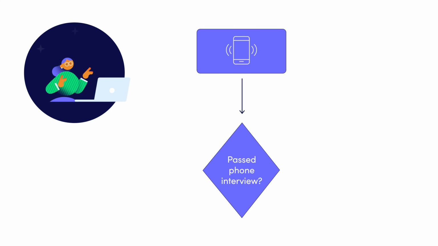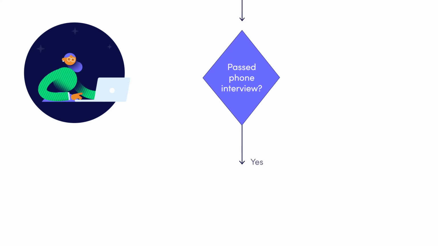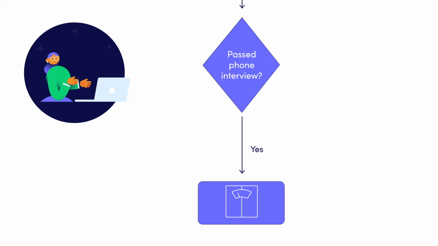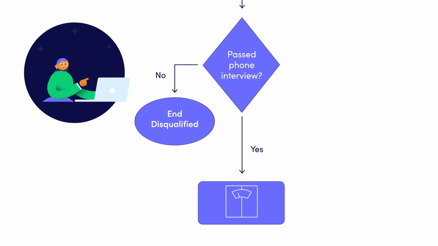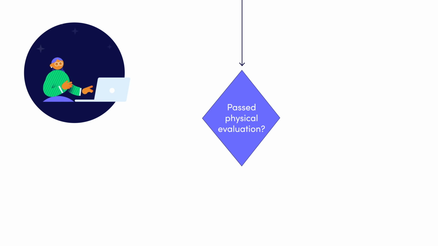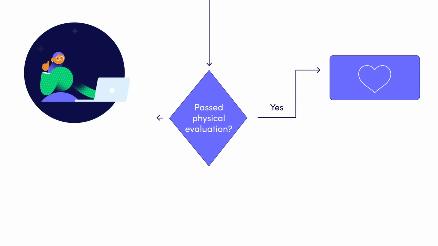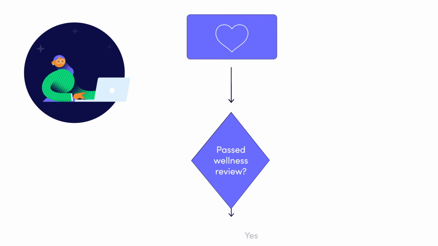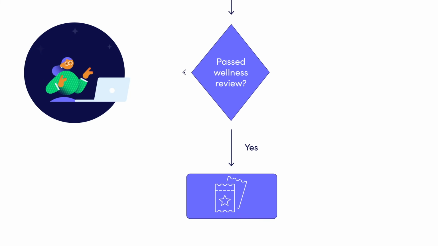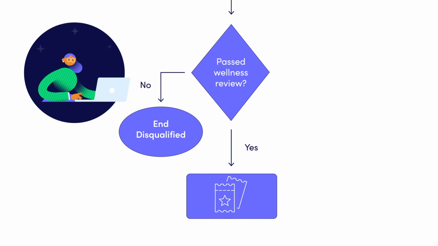If the applicant passes the phone interview, I'll send them to the doctor for a physical evaluation. If not, I'll disqualify the applicant. If the applicant passes their physical evaluation, they are sent for a wellness review. If they fail, they'll be disqualified. If the applicant passes the wellness review, they qualify for entering the lottery. If not, the applicant is then disqualified.